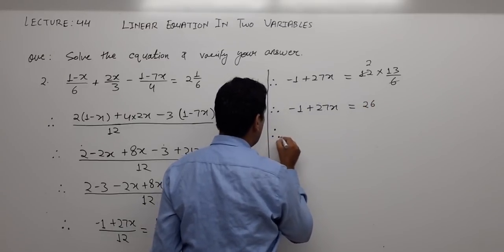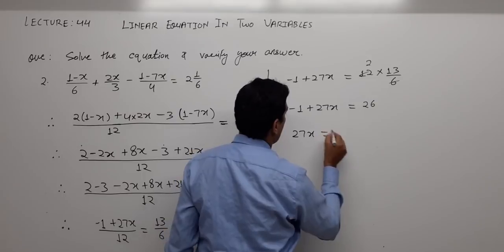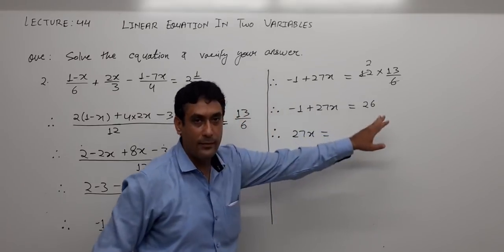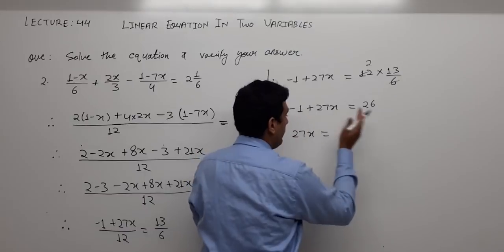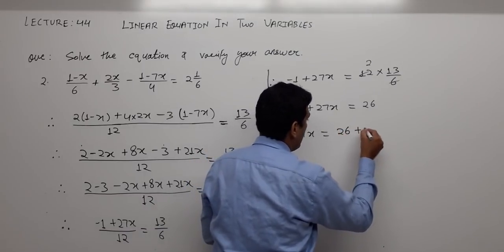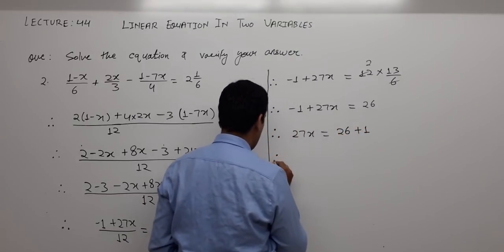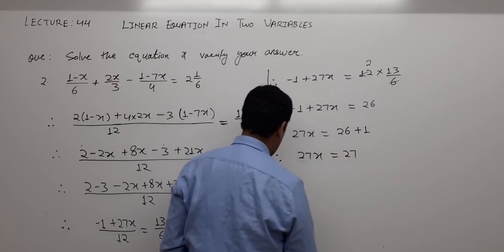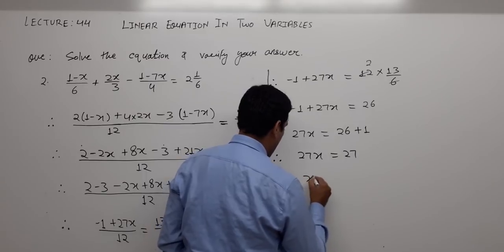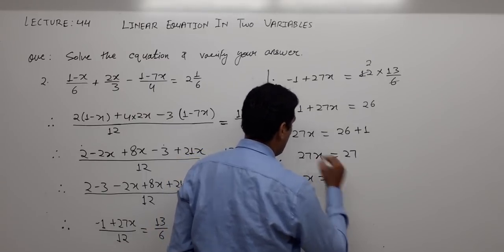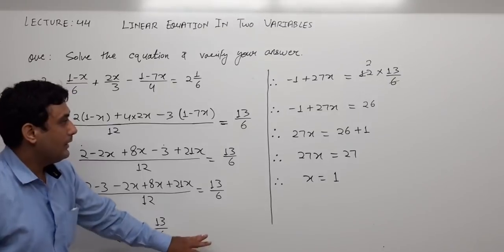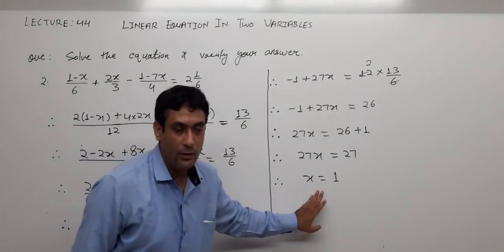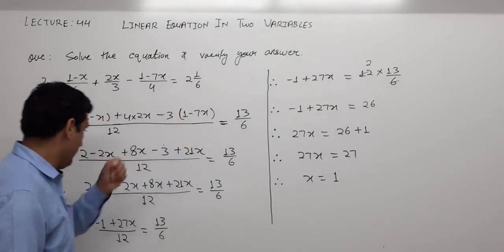So here I will get 27x is equal to, I will take this 1 on that side, I will transpose this 1 from left to right. So here it will become 26 plus 1. Ultimately I will get 27x is equal to 27, hence I can say x is equal to 27 upon 27, 1. So this is the final answer. Value of x is equal to 1.